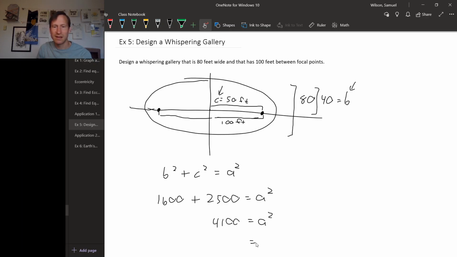And so A is going to be the square root of 4100, which is 10 times the square root of 41. So now we knew the width of our ellipse to begin with, but now we also know the length. The length of this ellipse must be twice A. Remember, A is the semi-major axis, and so the major axis, the entire length of the ellipse, is 2 times A, and so that's going to be 20 times the square root of 41.